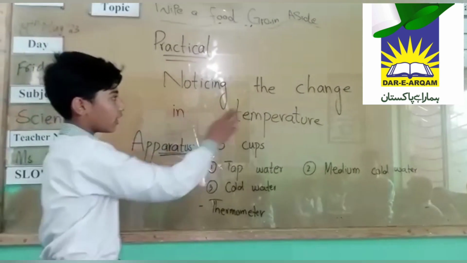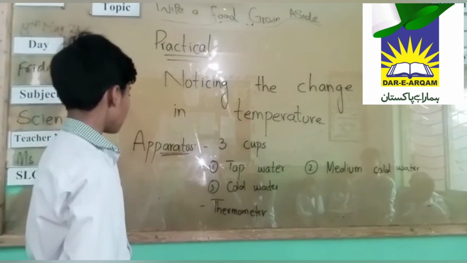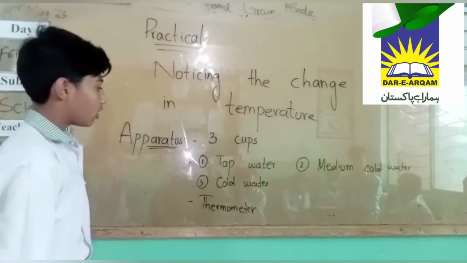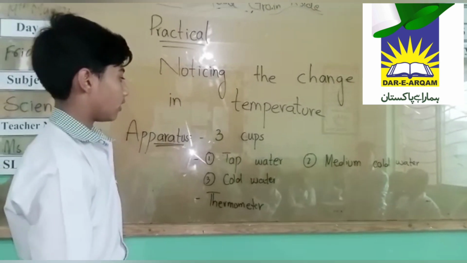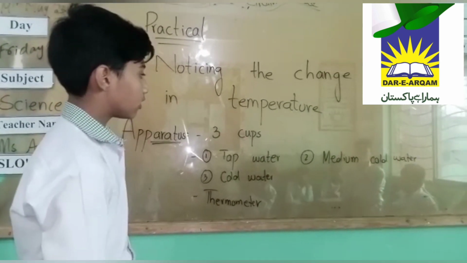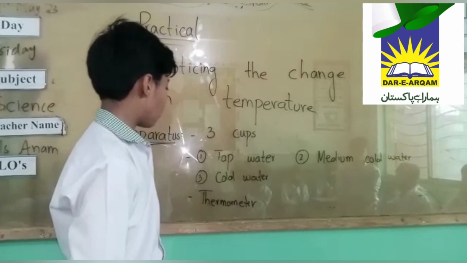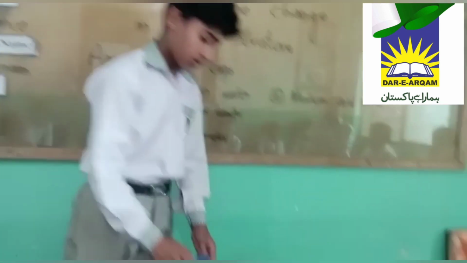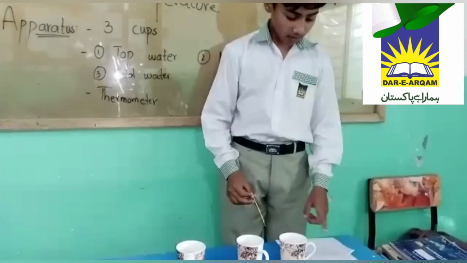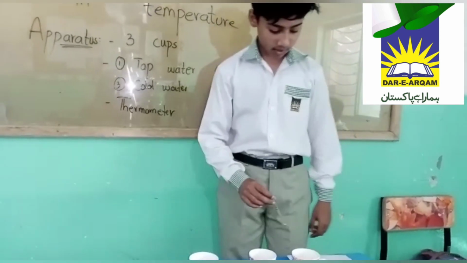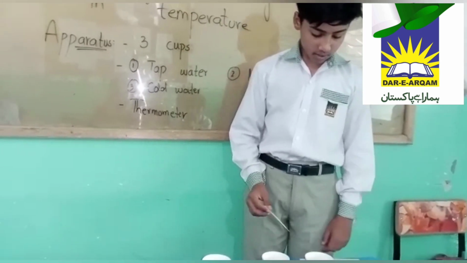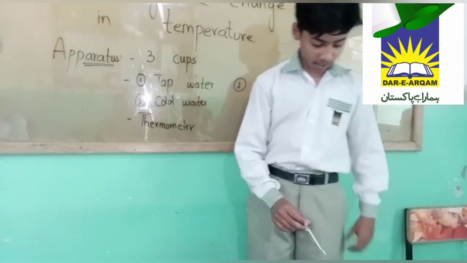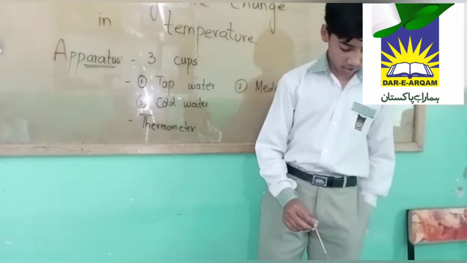Thank you. I am in class 5. Practical: noticing the change in temperature. Apparatus: 3 cups. Number 1 tap water. Number 2 medium cold water. Number 3 cold water. We have 1 cup having tap water. Second cup has medium cold water. In 3rd cup, cold water.